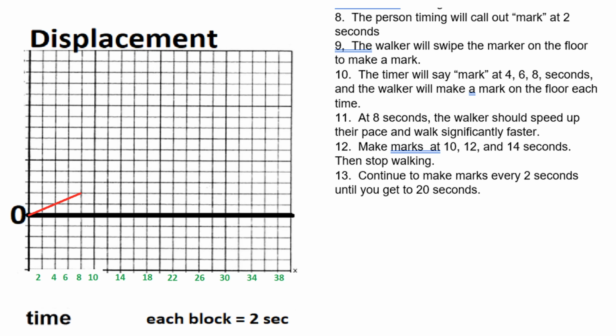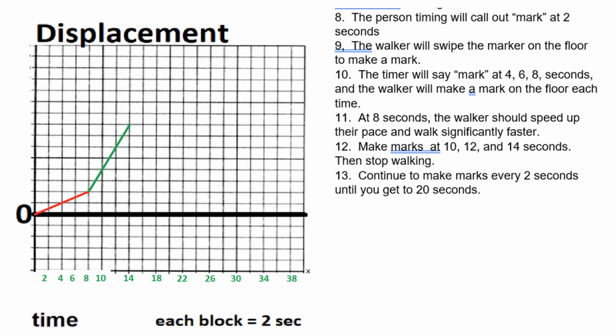But then specifically, it said that at 8 seconds, the walker should speed up their pace and walk faster, which means you're going to cover more distance quicker. And your graph should have looked something like that over those next 8, 10, 12, and 14-second marks. You covered more distance. The displacement here was greater for the same amount of time. So my graph is steeper.